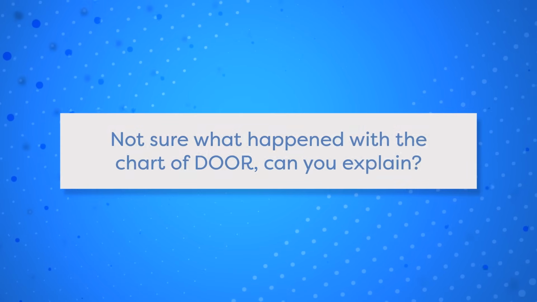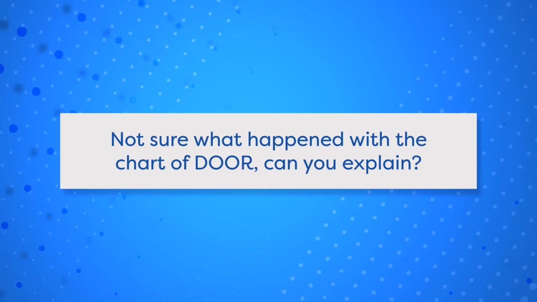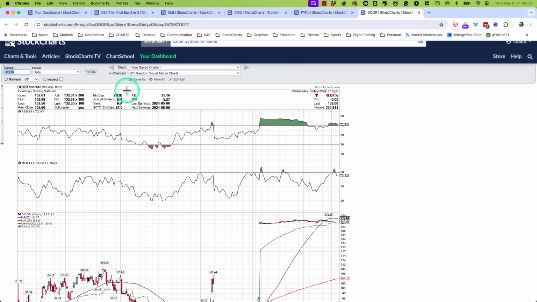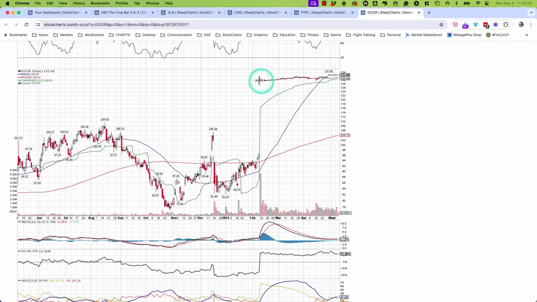Final question. Not sure what happened with the chart of DOOR. Can you explain? That's on DoorDash, actually. I initially thought DOOR, I'm like, what? Now that ticker's DASH. This is actually an industrial name called Masonite International. This is the chart that you sent me, and thanks for including the link. And I think you're referring to this business that happened here.